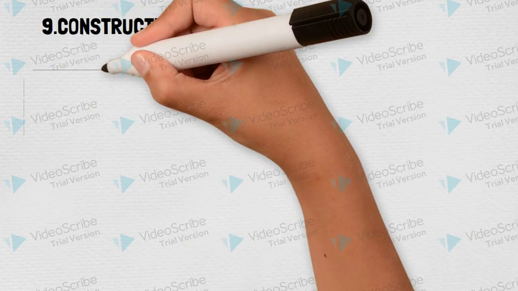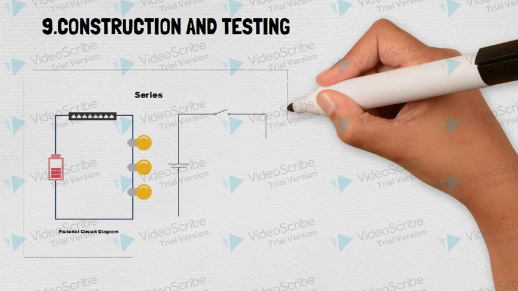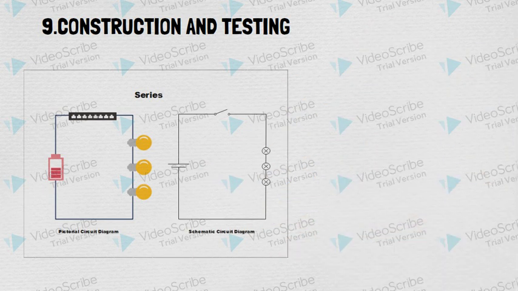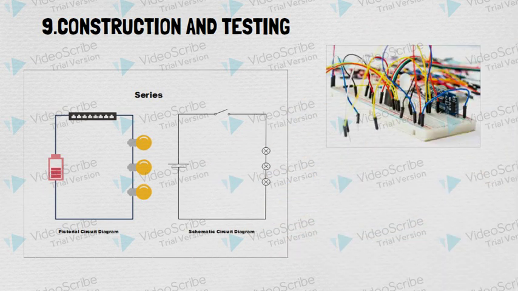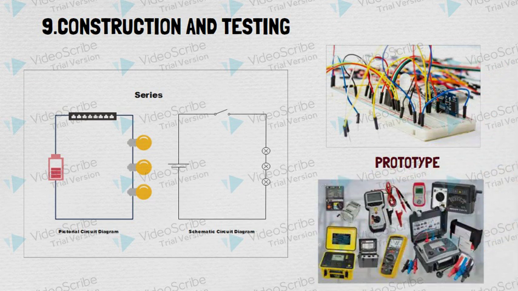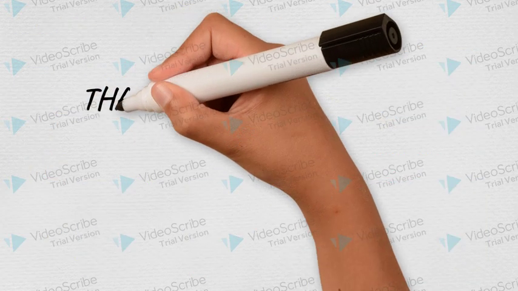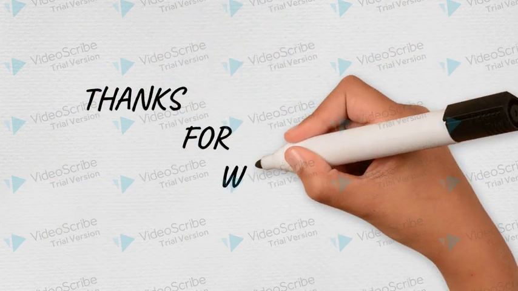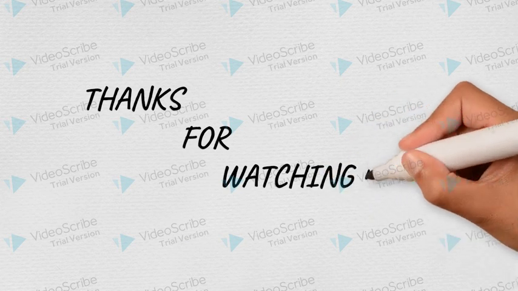Finally comes the construction and working phase. This involves learning to read schematic diagrams, constructing circuit prototypes using breadboard, testing prototypes using multimeter, oscilloscope, and logic probes. This is an intro session. You will be learning briefly about each components in further videos.